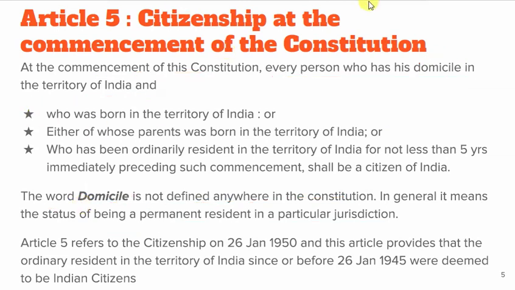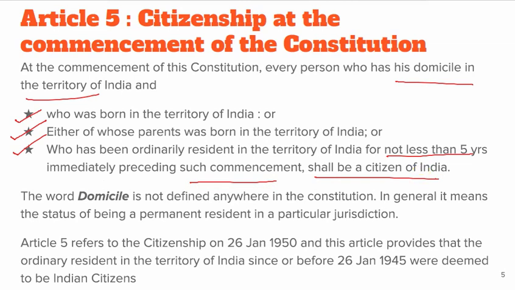So if you are a person who has a domicile in the territory of India, irrespective of any state, and who was born in the territory of India, or either of whose parents was born in the territory of India, or who has been ordinarily resident in the territory of India for not less than 5 years immediately preceding such commencement, shall be a citizen of India. So a person who was born in India, or either of whose parents was, or who has been living for not less than 5 years as an ordinary resident in India, shall by default become a citizen of India. He'll get the citizenship of India.